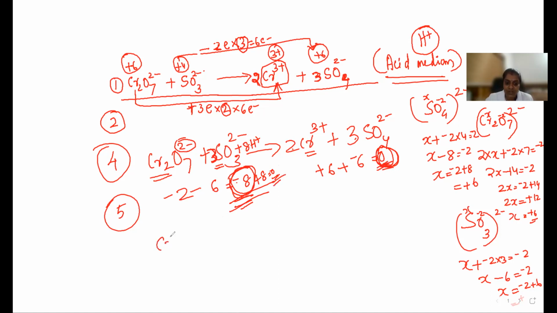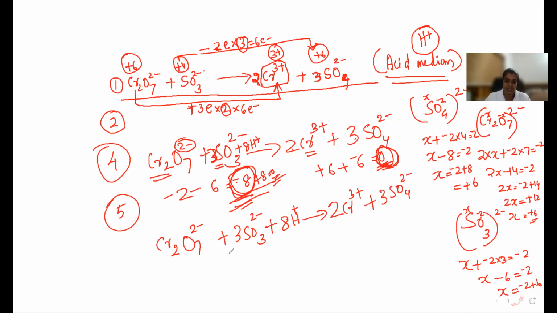So the final equation we got is Cr2O7 2 minus plus 3SO3 2 minus plus 8H plus equal to 2Cr3 plus plus 3SO4 2 minus. Now our next step is balancing the hydrogen atom. How many hydrogen atoms are there? 8. So to balance the hydrogen atoms, we add 4 water molecules, because 8H plus is there, and 4 into 2 is 8.